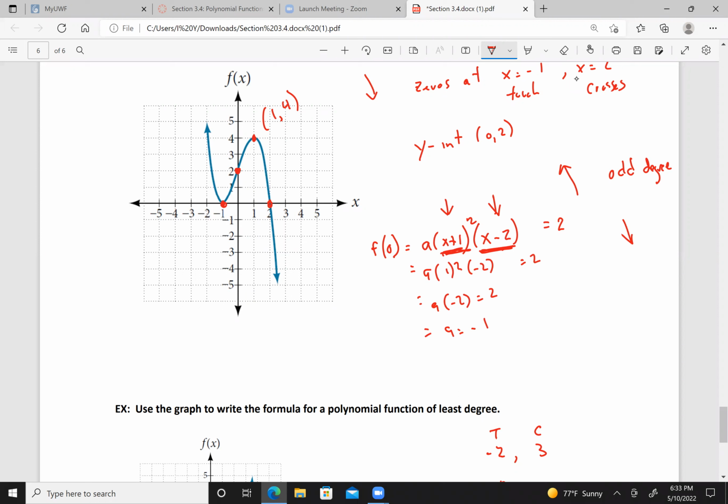So now let's see if this point 1, 4 works. So we're looking at f of x equals the negative of x plus 1 squared times x minus 2. So if I let x equal 1, I find f of 1 equals the negative of 1 plus 1 squared times 1 minus 2. So I have negative of 2 squared, which is 4, and 1 minus 2, negative 1. So I get negative 4 times negative 1, 4, which checks.